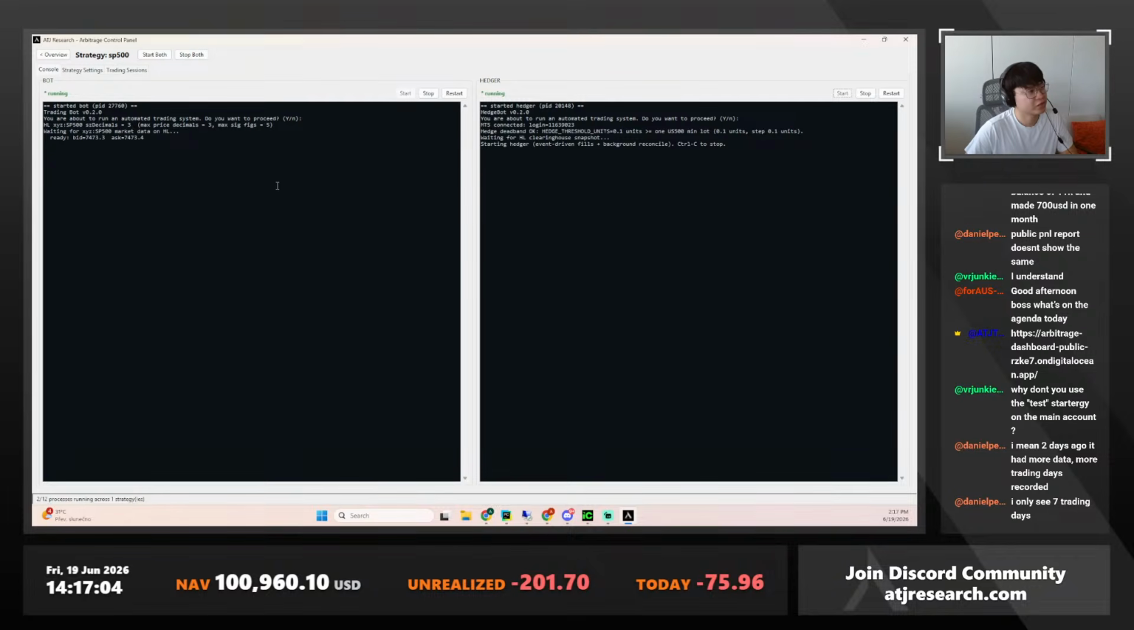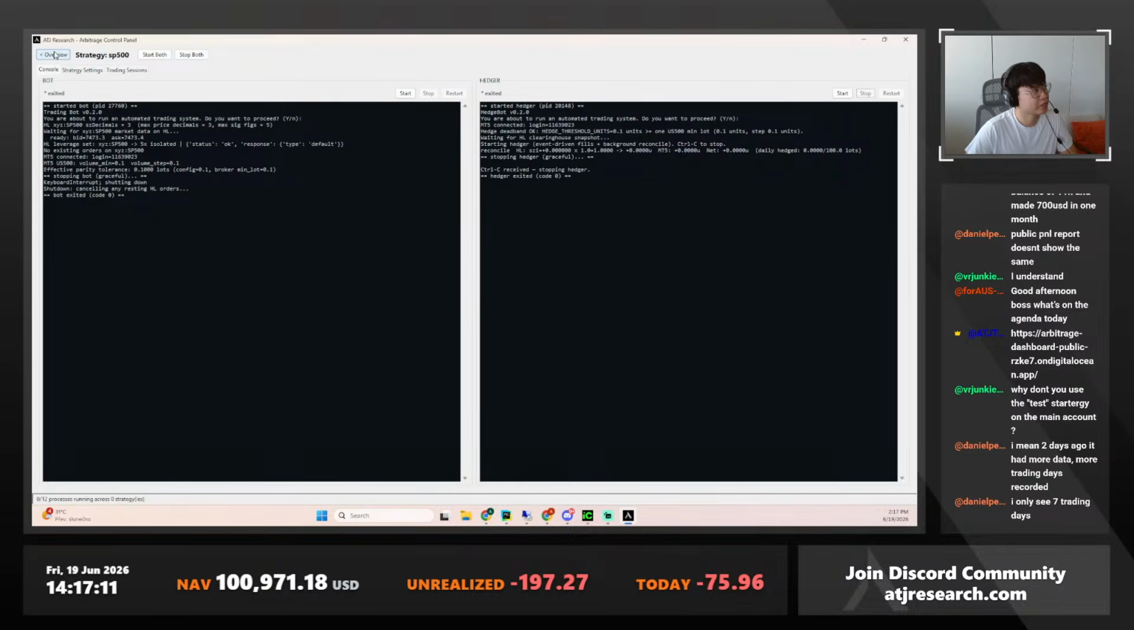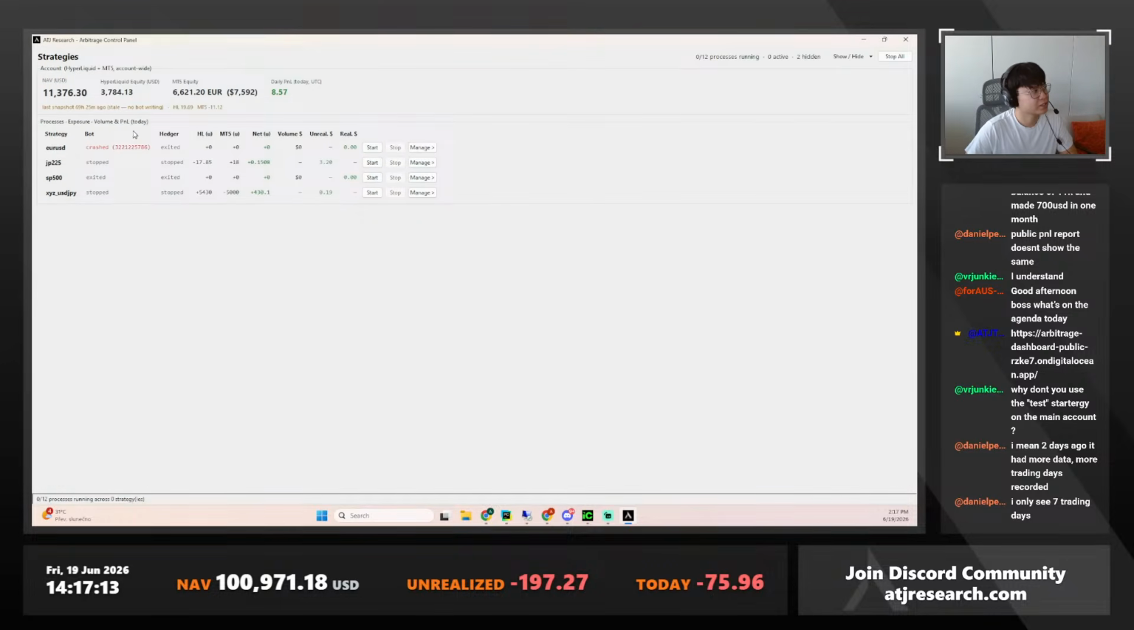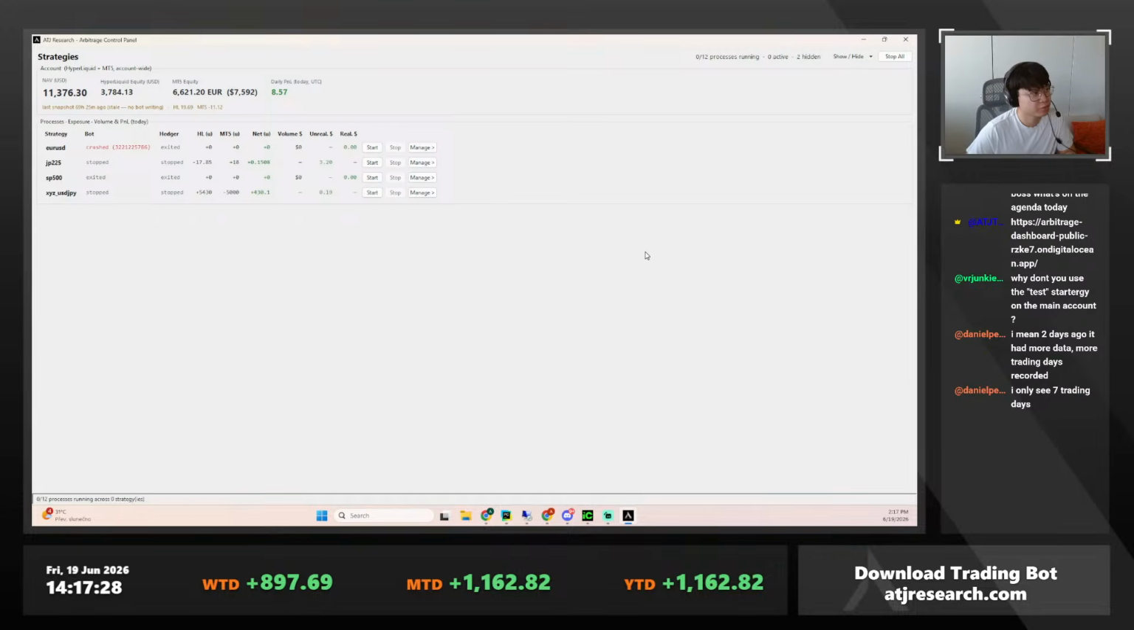Here, the trading bot is running on the left side and the hedger is running on the right side, and I can just stop it when I want from this single GUI. In the overview, I can then see all the strategies that are running. Of course, on this development server I haven't started anything yet, but maybe I will show you an example of how to work with this. This is one of the major changes that I made over the past 2 days when I had my day off.